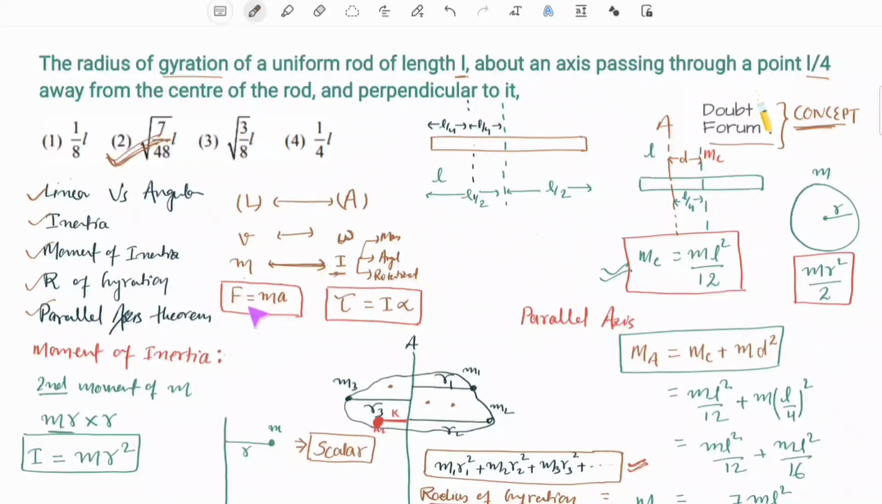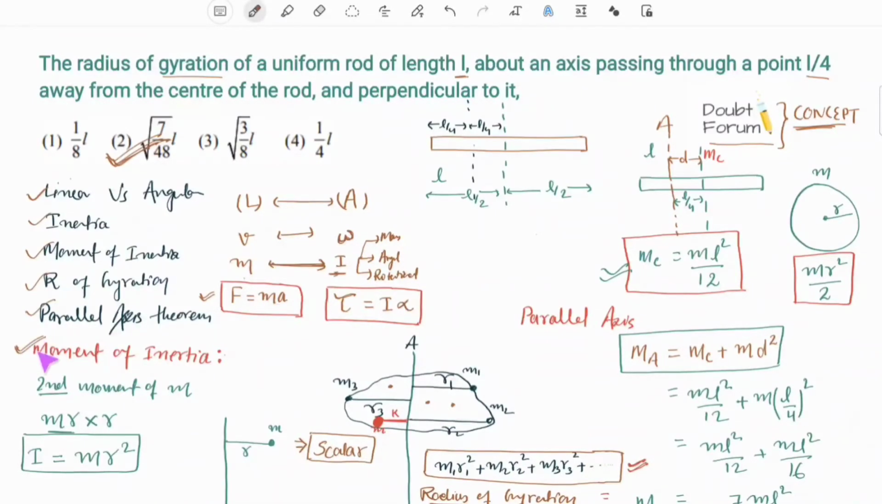F is equal to ma is a very common formula in day-to-day physics or linear physics. Tau is equal to I alpha is its equivalent in rotational mechanics. Tau is the torque instead of force, I, moment of inertia in place of mass, and angular acceleration in place of linear acceleration. Then we discussed moment of inertia.